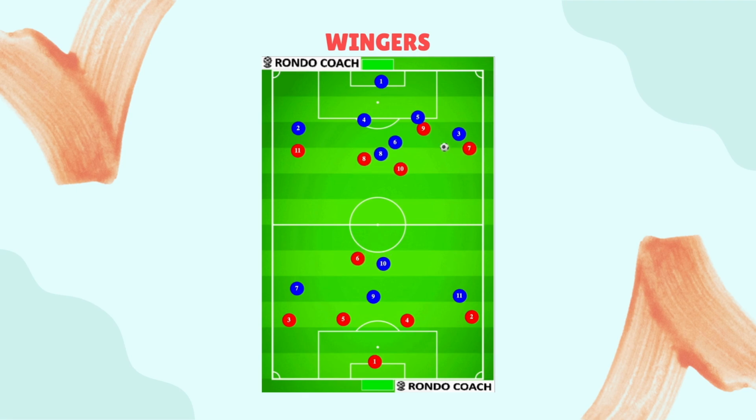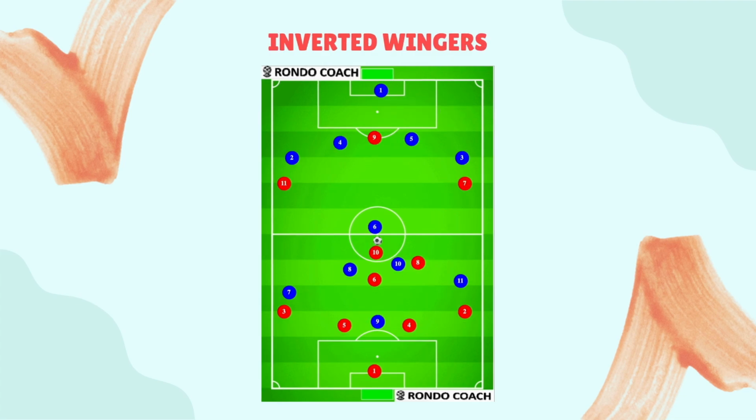Of course, they will combine with the 10 and the fullback to bring some interesting plays, and maybe the fullback will make the cross. Alternatively, you have the wingers play as inverted wingers or even sometimes inside forwards. Their main goal is to cut into the middle, often the penalty area, and they are the primary goal threats.